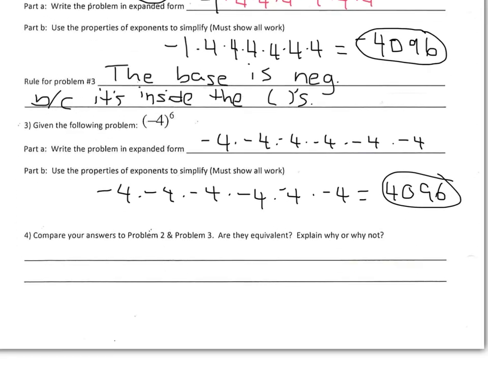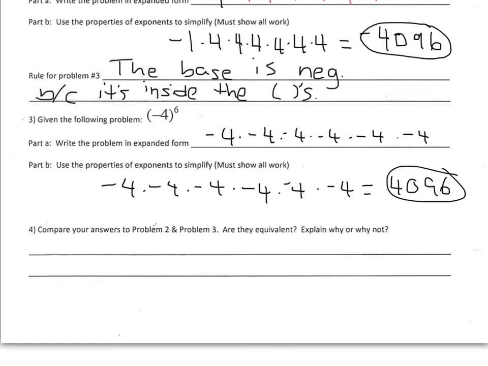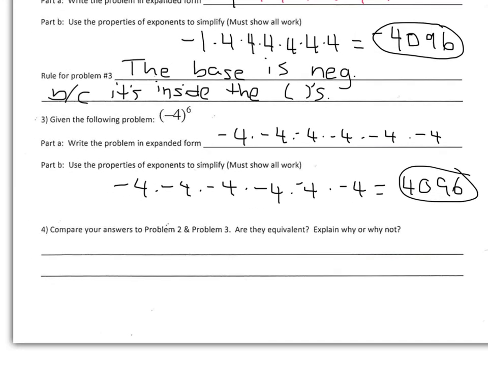Now for part 4, it asks you to compare the answers to problem 2 and 3. Are they equivalent? Explain why or why not. Since I'm doing this on my iPad, I'm not going to actually write a complete sentence. However, they are different because one is positive and one is negative. And for the explanation part, you have to say something about the negative being inside the parentheses.